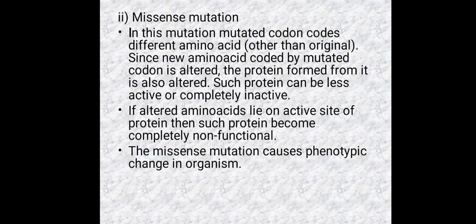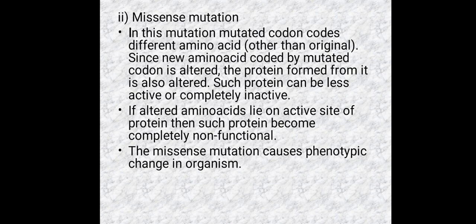Now the second type is the missense mutation. In this missense type of mutation, the mutated codon codes for a different amino acid other than the original. It means there is a change in the codon, and this altered codon codes for another amino acid.